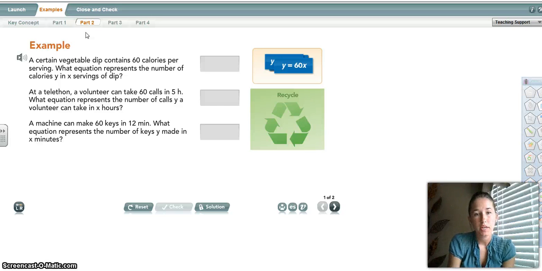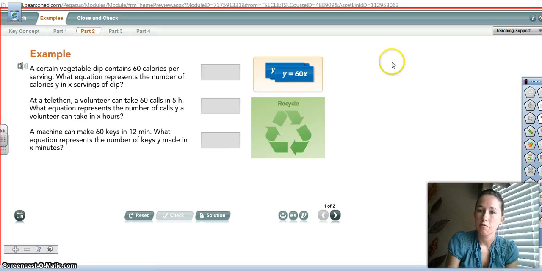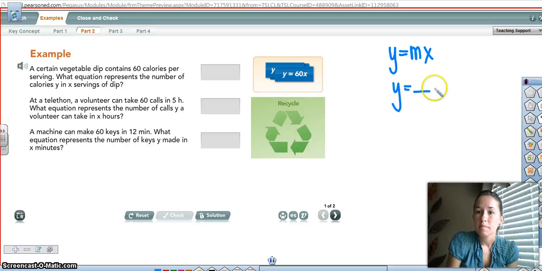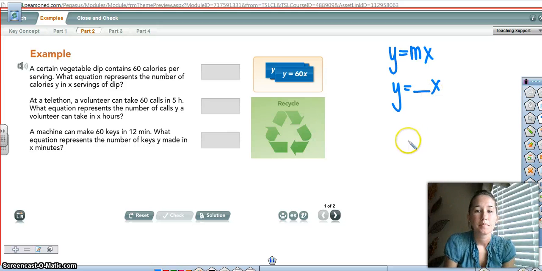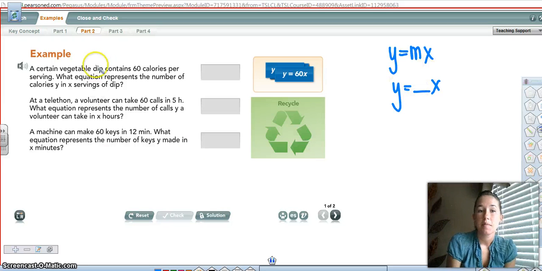Sometimes we may have a situation and we want to write an equation to represent that situation. If we're dealing with a proportional relationship, we can just use the constant of proportionality and write our equation in the form of y equals m times x, where m would be some number that we know as our constant of proportionality. So we need to think about what our constant of proportionality would be. Now, the good thing to keep in mind with these problems is that the constant of proportionality is the same as the unit rate. So if we could find the unit rate for these situations, we can easily write the equation.